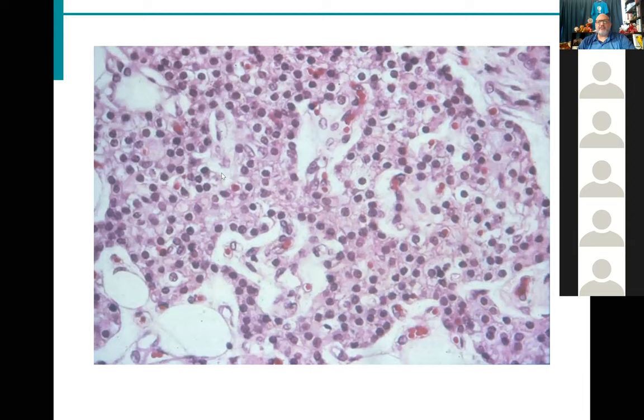And again, notice I'm not talking about this here. This right here is an adipocyte, right? That's an adipocyte. That's not what we're talking about. We're talking about these cells that have these large, very clear lumens to them.